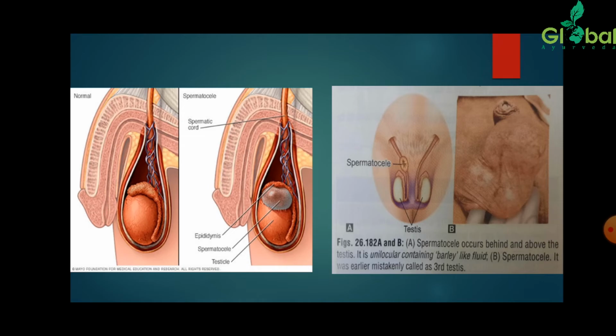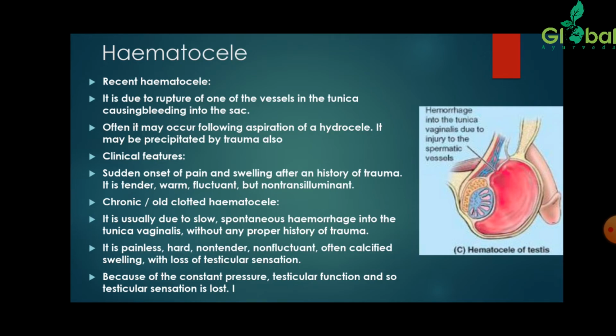Hematocele. Recent hematocele is due to rupture of one of the vessels in the tunica causing bleeding into the sac. Often it may occur following aspiration of hydrocele. It may be precipitated by trauma also. Clinical features: sudden onset of pain and swelling after a history of trauma. It is tender, warm, fluctuant but non-transilluminant. Chronic hematocele is usually due to slow, spontaneous hemorrhage into the tunica vaginalis without any proper history of trauma. It is painless, hard, non-tender, non-fluctuant, often calcified swelling with a loss of testicular sensation. Because of the constant pressure, testicular function and so testicular sensation is lost.